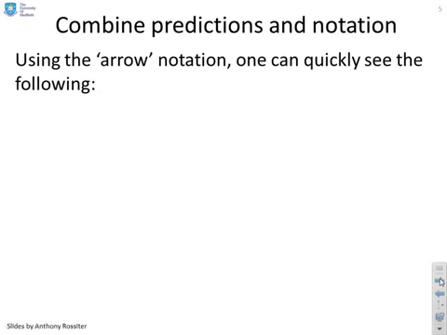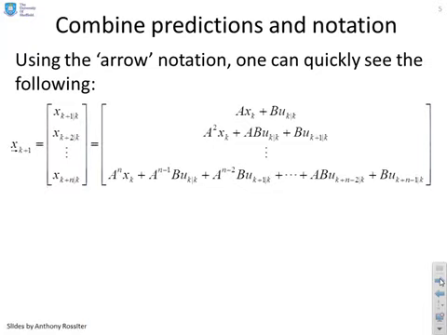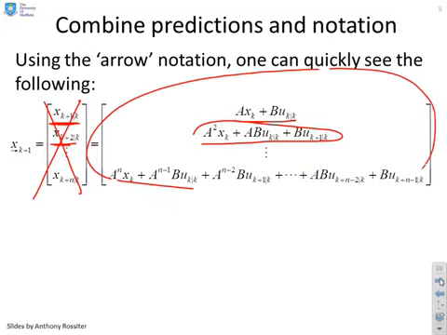Now what we're going to do is combine this arrow notation with the predictions in order to do things a bit more compactly. So what you'll notice is if I actually write down what's xk plus 1 at k, there it is, what's xk plus 2 at k, here it is, and so on, I can now get rid of that and just write x right arrow k plus 1, and I get all this stuff over here.